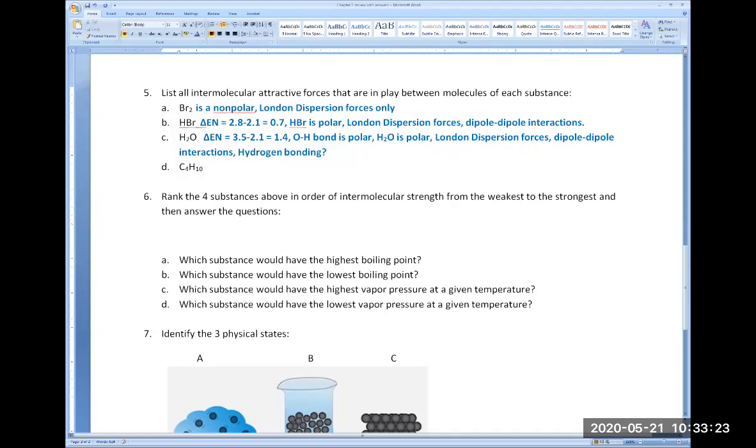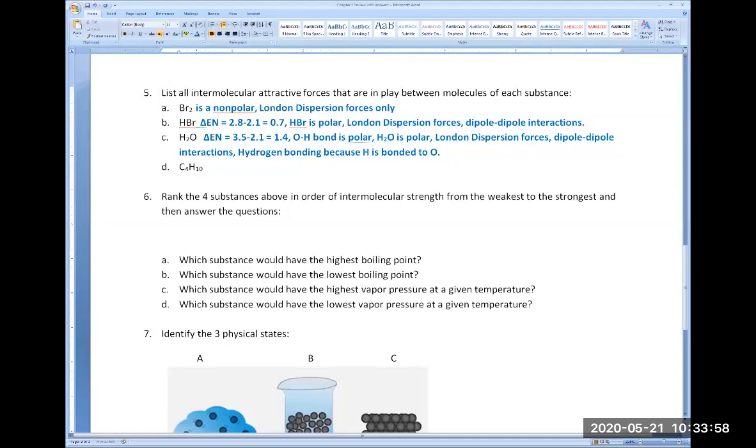Yes, water is experiencing hydrogen bonding because H is bonded to O, and so the hydrogens will be attracted by the oxygens of the other molecules, and then the oxygens will be attracted to hydrogens of other water molecules, right? So we have hydrogen bonding. So water is really very strongly held together by all these forces.